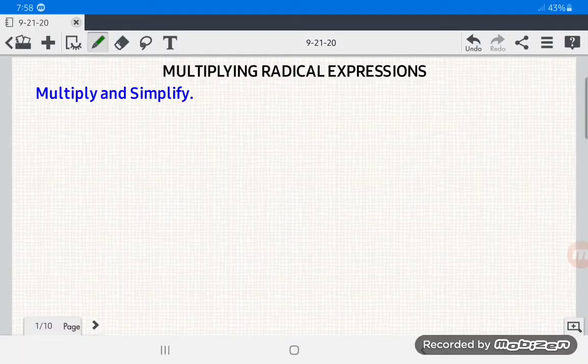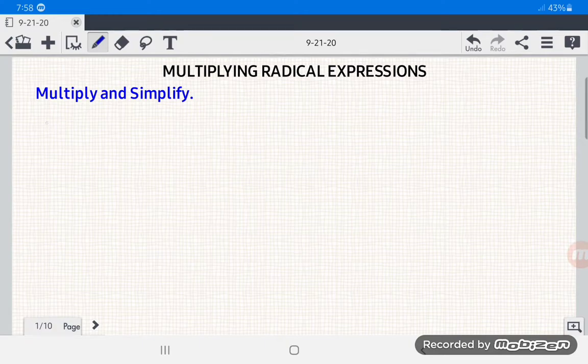Hello everyone. Today we're going to multiply radical expressions. In our examples today, we're not going to consider the indices and radicands of the radical expressions. So now, let us have an example.